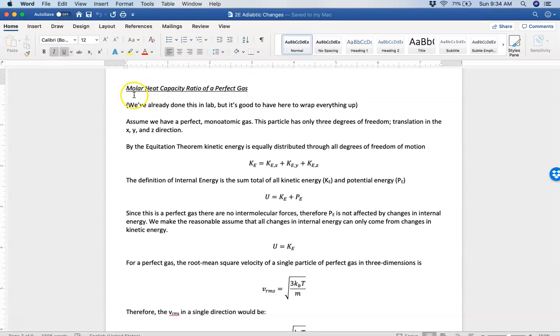So what I'll do in the next video is, basically what we did in lab, derive what the molar heat capacity ratio is for a perfect gas. I know most of you are pretty solid with this. We had this on the exam. Most people aced this pretty well.